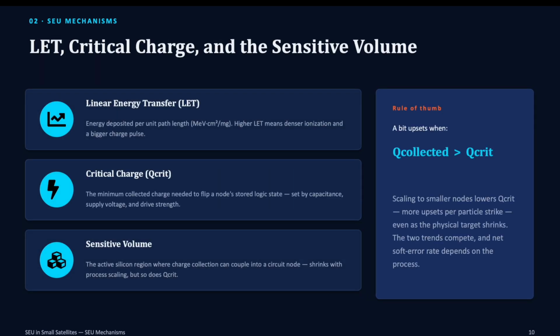So when discussing single event effect mechanisms, key considerations are the linear energy transfer, which we've already seen quite a bit in these slides, and that is the energy deposited per unit path by an ionizing particle. The critical charge, which is the minimum charge deposited by a particle strike that is needed to flip the node's stored logic state, and then the sensitive volume, which is a region where the energy deposition from the ionizing particle can affect the operation of a device.